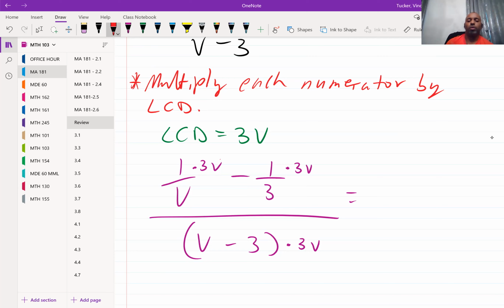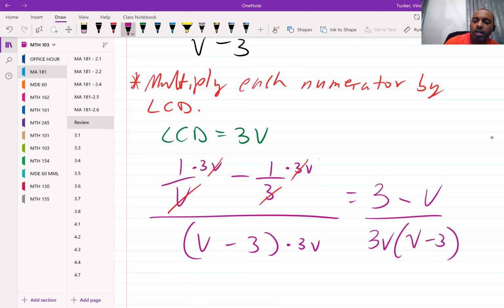All right, so once you do that, when you multiply each numerator by that LCD, what should happen is that it cancels out the fact that you have fractions. So v's cancel in that first term, leaving you with just 3. Then that's minus, when the 3's cancel, leaving you with v. And then here, I didn't distribute that 3v because of what's going to happen in a second.